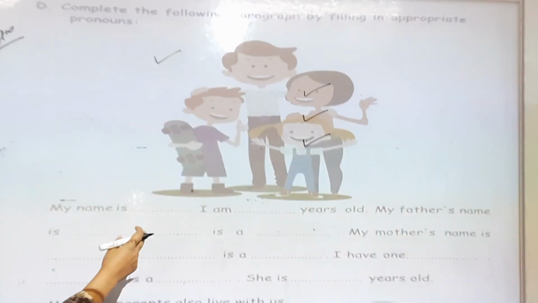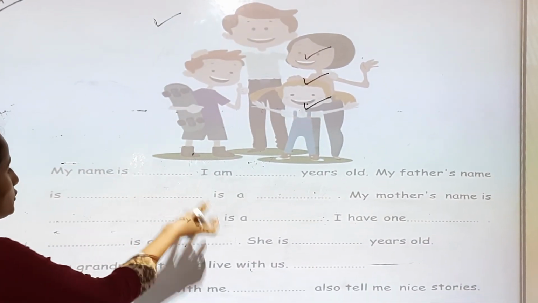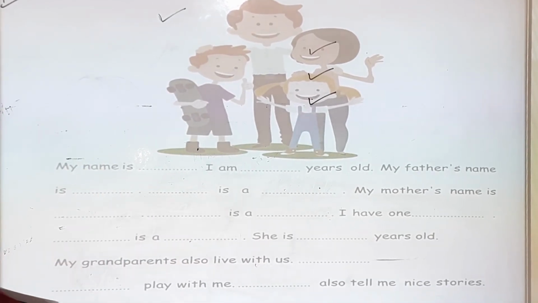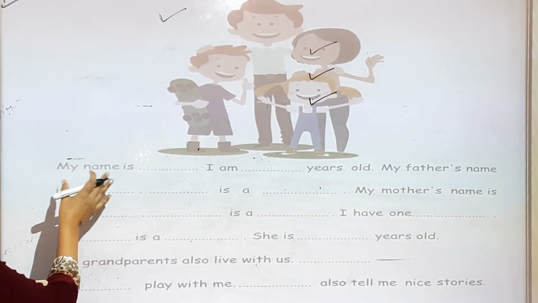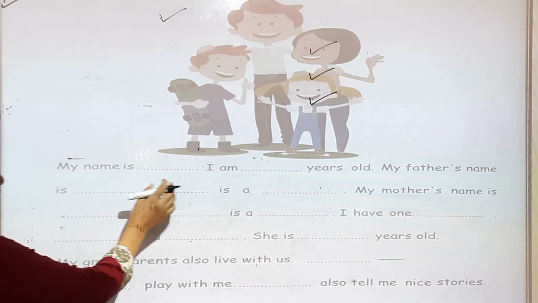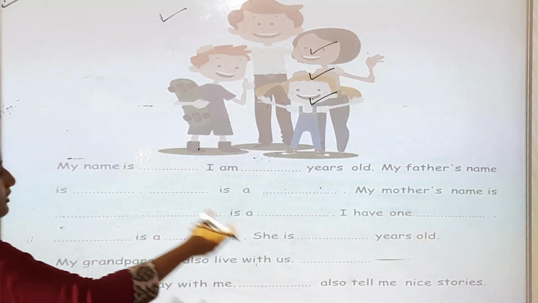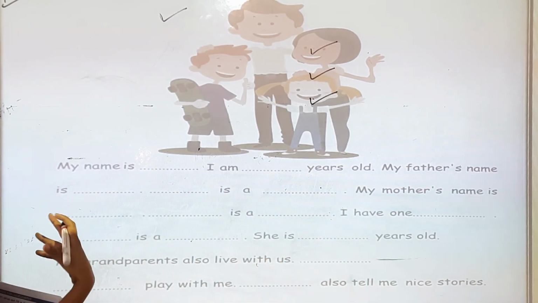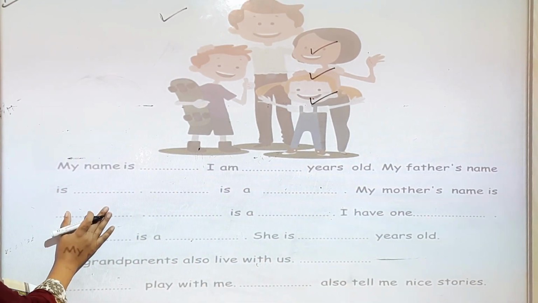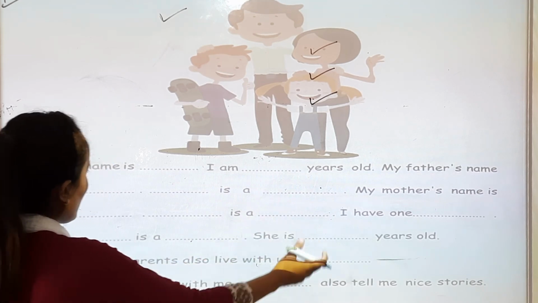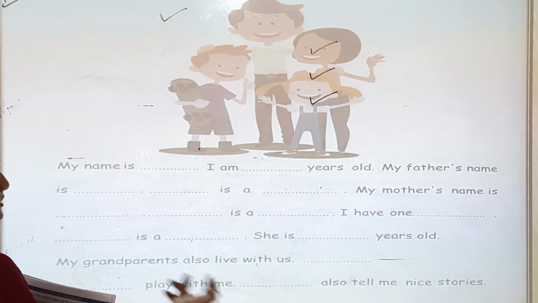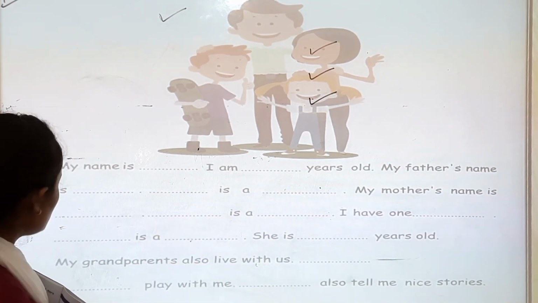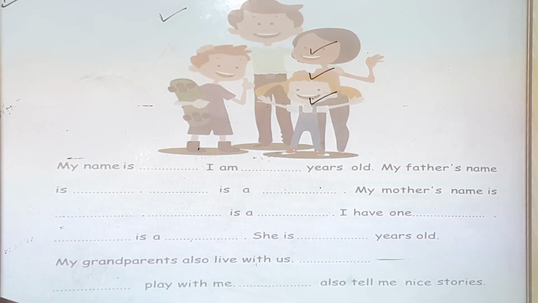My name is dash. What is your name? For example, my name is Rohit. I am 8 years old. My father's name is, you have to write your father's name. He is a doctor, or he is a farmer, or he is an engineer. My mother's name is, you can write your mother's name. She is a housewife. I have one brother or sister. She is 8 years old, 9 years old. My grandparents also live with us and they play with me.